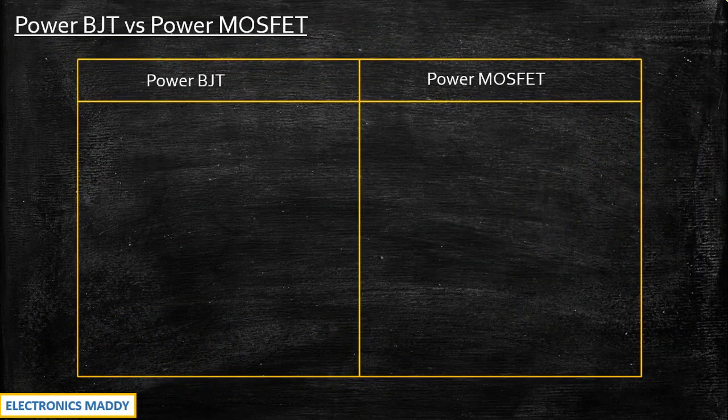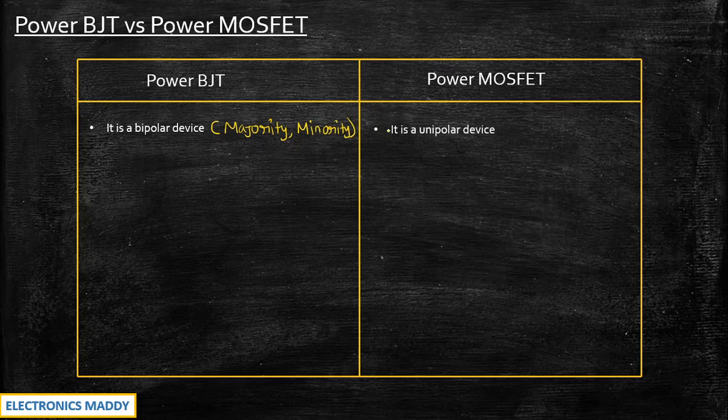So the first and foremost difference with respect to Power BJT and Power MOSFET is that it is a bipolar device. When we say bipolar device, what does that mean? The conductivity is because of majority and minority charge carriers. So over here, we will be having minority charge carriers and majority charge carriers responsible for conduction. Whereas this is not the case with respect to power MOSFET. The conductivity over here is only because of majority charge carriers. Very, very important point.